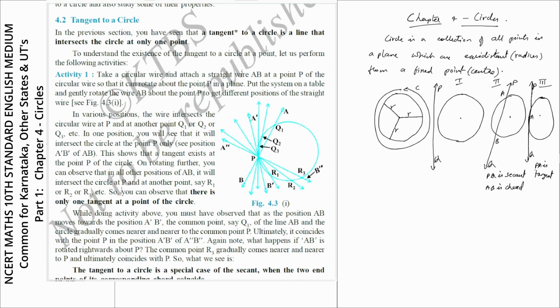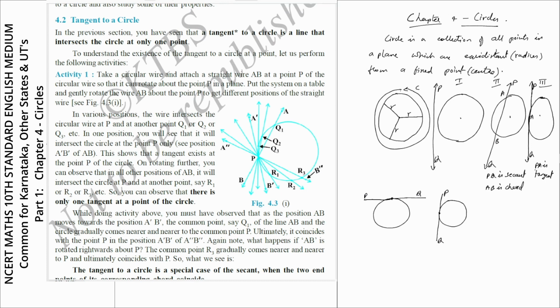For any given circle, at a point on the circumference, you can draw only one tangent. See, for example, take the circle. At this point you can draw only one tangent. Now consider another example. Here at this point we can draw only one tangent.